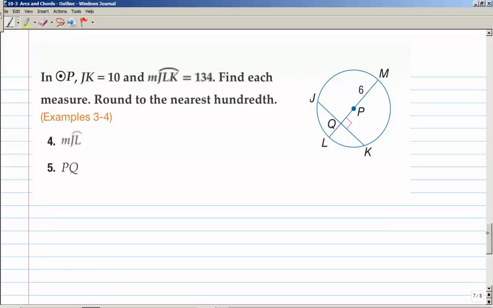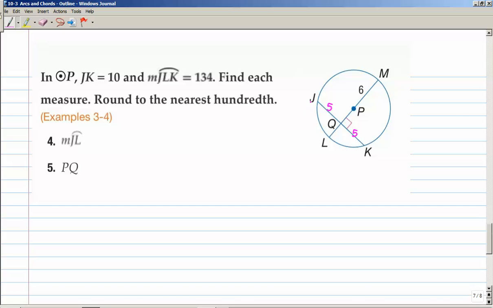Here's two more examples. So we have circle P, and the length of JK is 10 units, and the measure of arc JLK is 134. We need to find each measure and round to the nearest hundredth. But looking at this picture, chord JK is perpendicular to diameter ML, so I know that JK is bisected, or cut in half. All of JK is 10, so I know that JQ is 5 and QK is also 5.